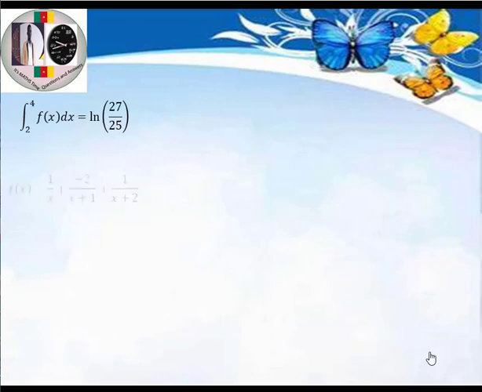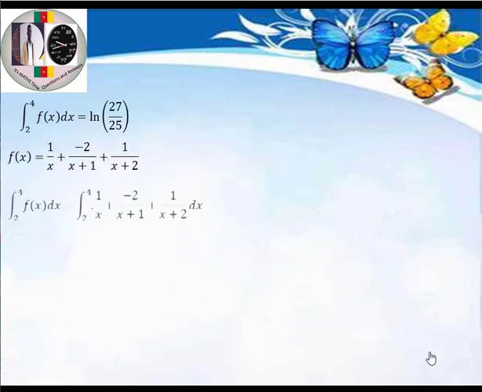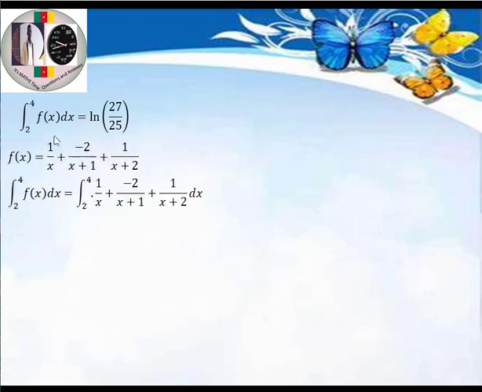So we are going to have the integral of f of x will be the integral of the partial fraction from 2 to 4. So for us to integrate 1 over x is the same as ln x. For us to integrate 1 over x plus 1 is the same as ln of x plus 1, because all of these denominators, if we differentiate them, we are going to have a constant 1. So to integrate them, we are going to have the ln of the denominator because they are linear.